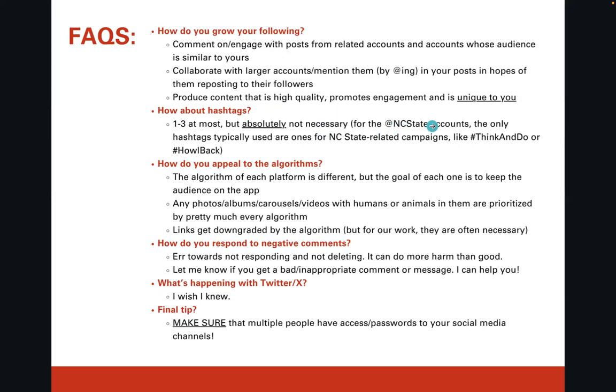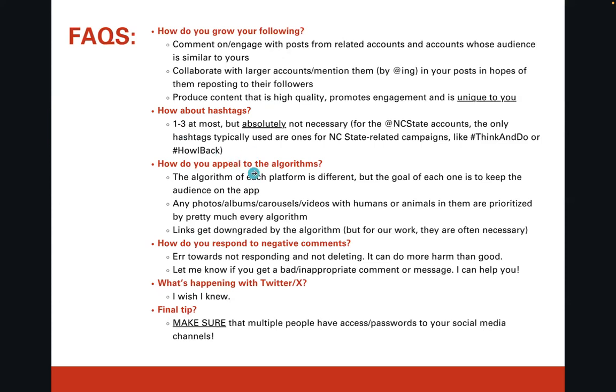For the main NC State account, they pretty much only use hashtags for the NC State related campaigns like Think and Do or How Back. They don't really use any other hashtags. And it also helps it look cleaner. Hashtags can really muddy up your copy. And so I would not recommend them a lot. If you do use them, 1 to 3 is helpful, but certainly not any more than 3.